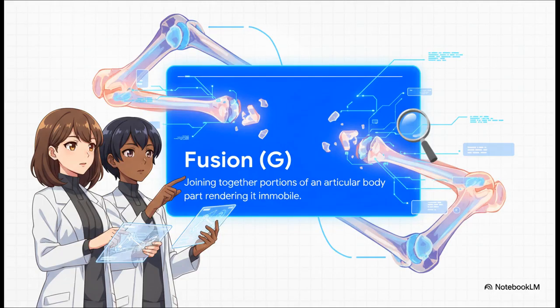Now, fusion is a fascinating one because its objective is a little counterintuitive. When you fuse a joint, like in the spine or an ankle, the whole point is actually to make it stop moving. By joining the bones together, you get rid of painful movement and create some serious stability.